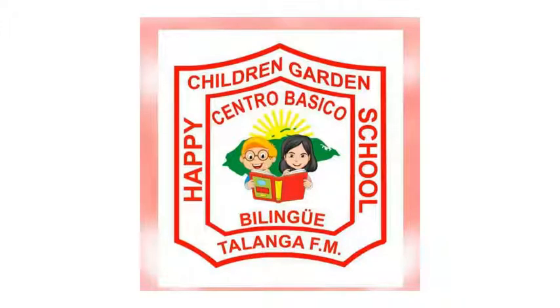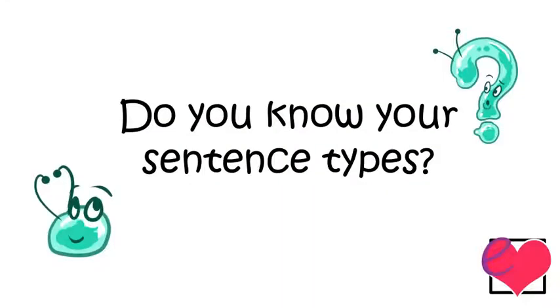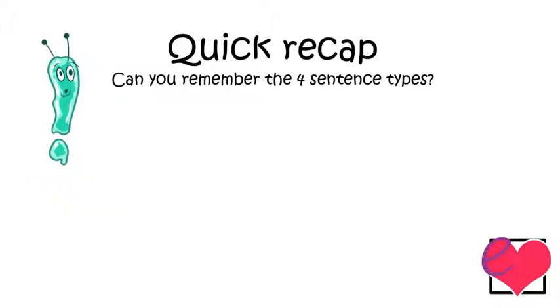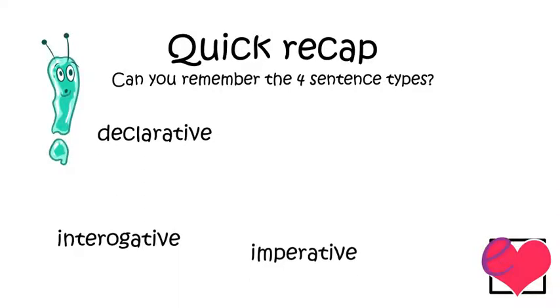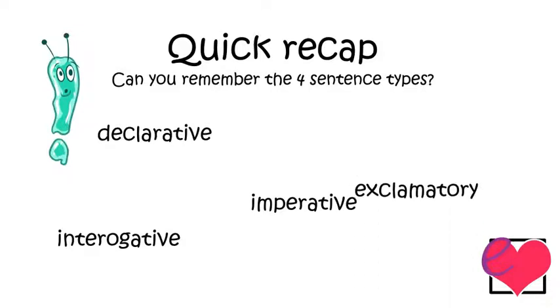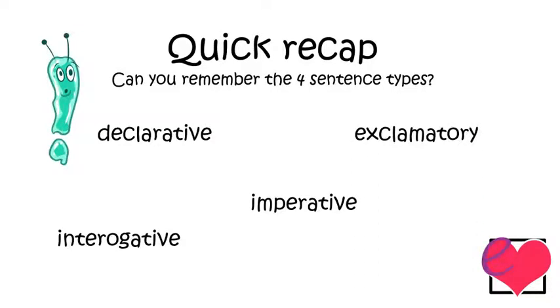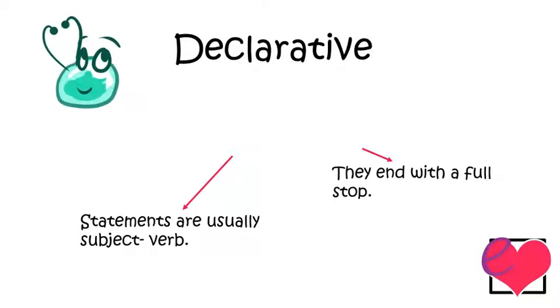So let's start with classifying sentence by purpose. Let's remember what the types of sentence by purpose are. Can you remember the four types of sentence? We've got declarative, interrogative, imperative, and exclamatory. So these are the four types of sentence, and each one has one quality we're going to start seeing. Okay, so let's start with the declaratives.